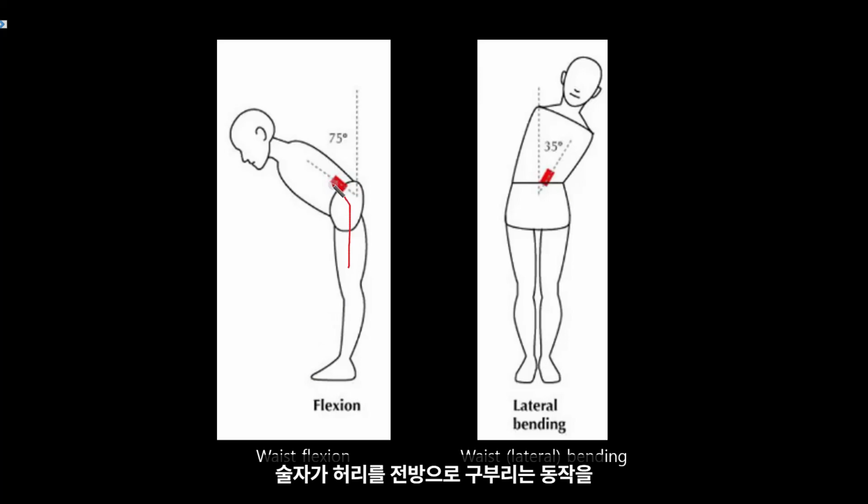We define the action of the operator bending their waist in a forward direction as waist flexion. The movement where the operator bends their waist laterally, either to the left or right side, is defined as waist bending.